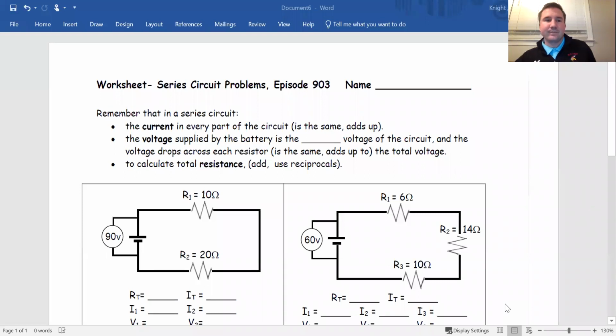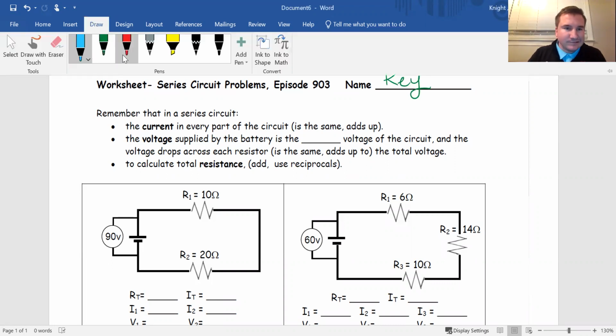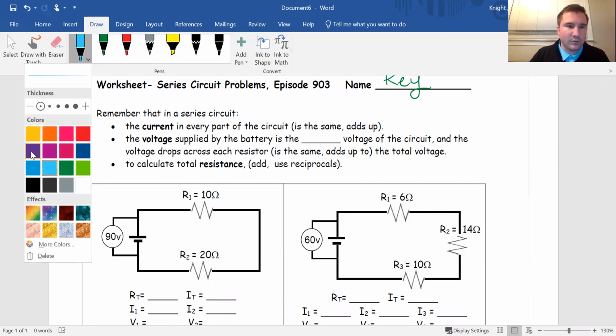So I'm going to share, which one is it? It is this one, I believe. Cool. So worksheet, series circuit practice problems. Drop that at the top. I'm going to use purple.